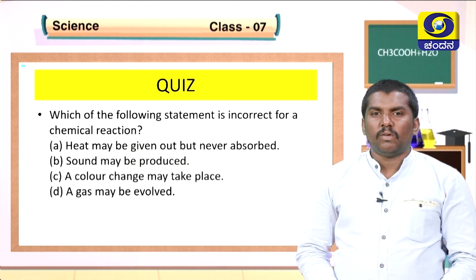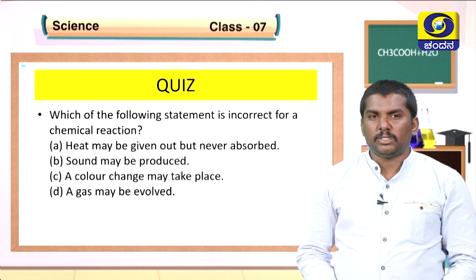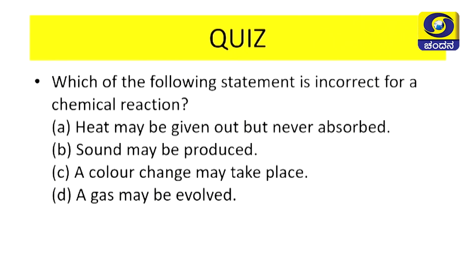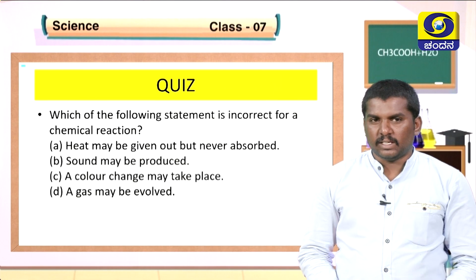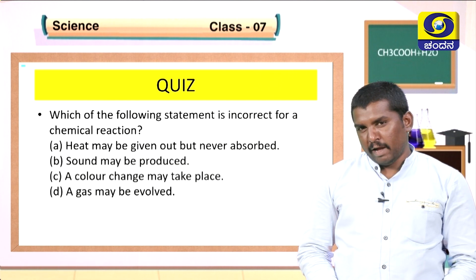Question number 4. Which of the following statements is incorrect for a chemical reaction? Option A, heat may be given out but never absorbed. Option B, sound may be produced. Option C, a color change may take place. Option D, a gas may be evolved. Tell me the answer. Yes, the answer is option A, heat may be given out but never absorbed.